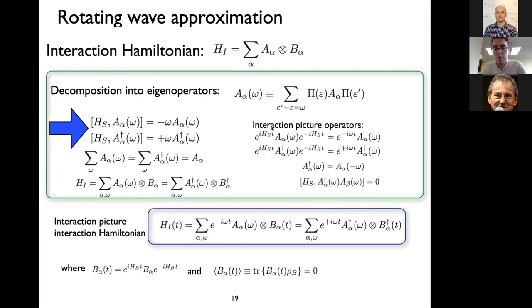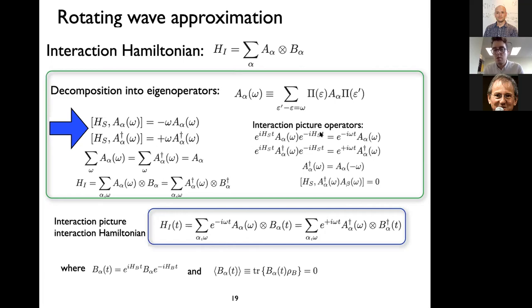So when we consider just this operator in this sum, the interaction picture transformation is performed using this transformation. And because of this defining feature of these eigenoperators, you can show that this interaction picture transformation can be written in this closed form. It just generates some exponential time dependence of the form e to the minus i omega t or e to the i omega t multiplied by our eigenoperator A alpha omega.